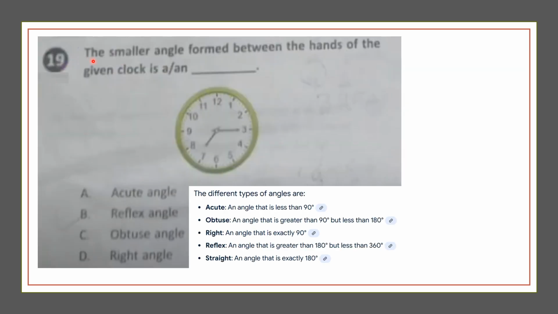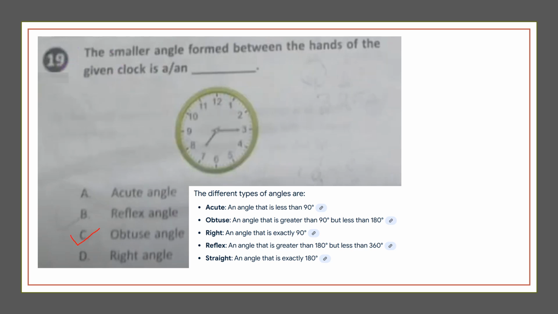Question number 19. The smaller angle formed between the hands of the given clock is an blank angle. So this is the smaller angle and this one is the big angle. If you notice, this smaller angle is more than 90. So 90 is this much. So it is more than 90 and less than 180. The angle which is more than 90 and less than 180 is called an obtuse angle. So our answer is option C.